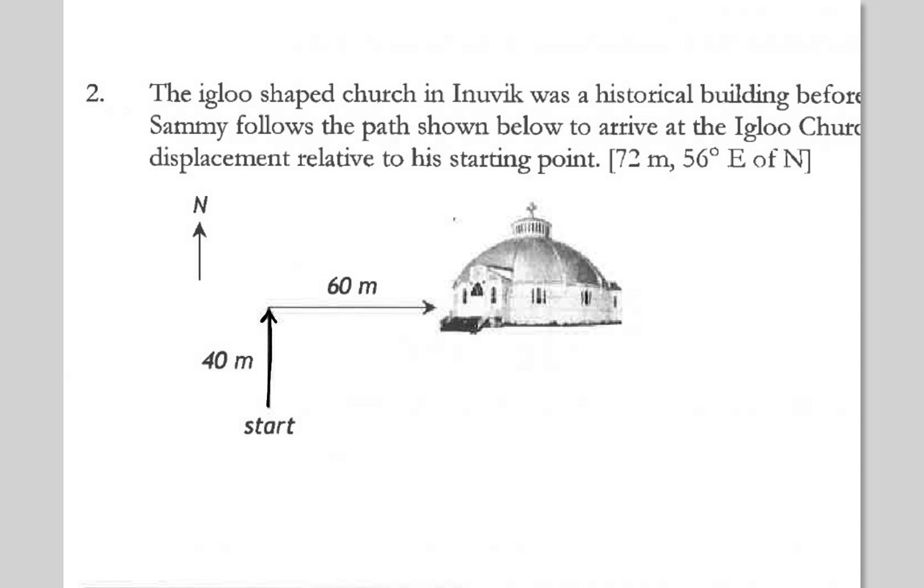40 meters north. And then what? 60 meters east. So the actual displacement from the start point is this result. So 40 squared plus 60 squared all in the... Okay, and it just tells us right there, so 72.